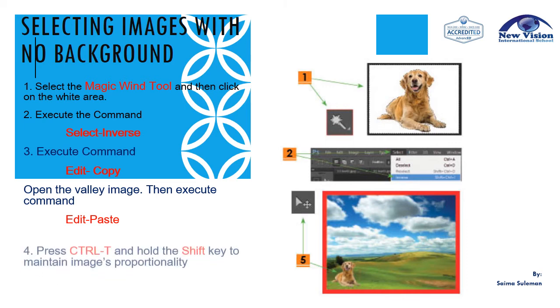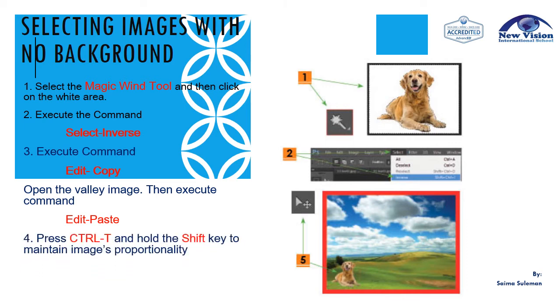Now you can see that when you paste the picture over there, you cannot see any white background, because with the magic wand tool we have already cleared all the background. Only the dog's picture is selected, and we will paste that picture on the background.